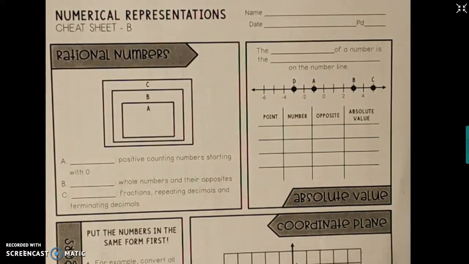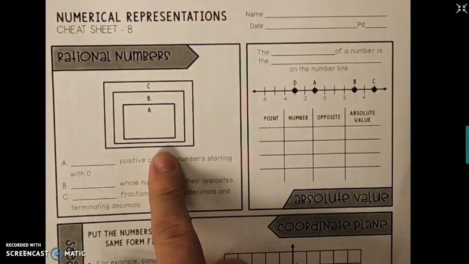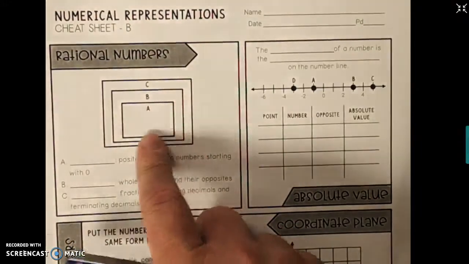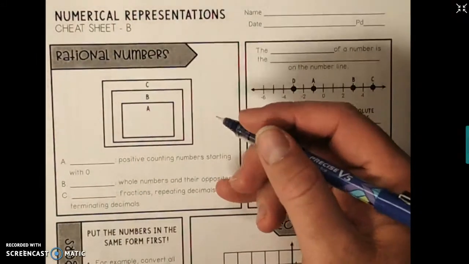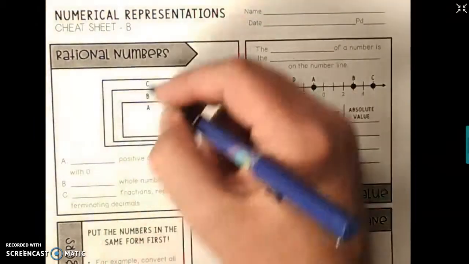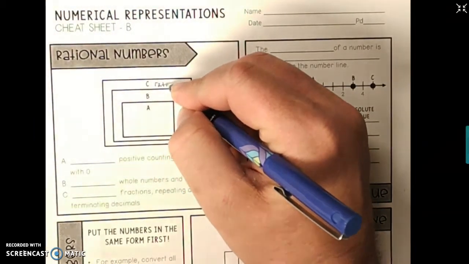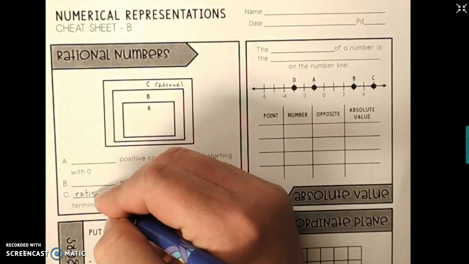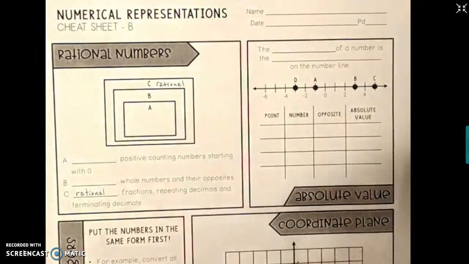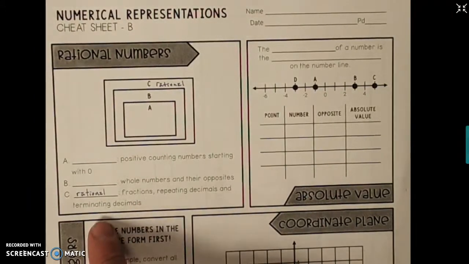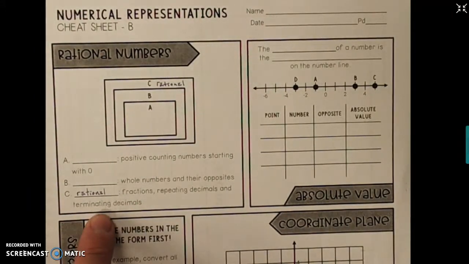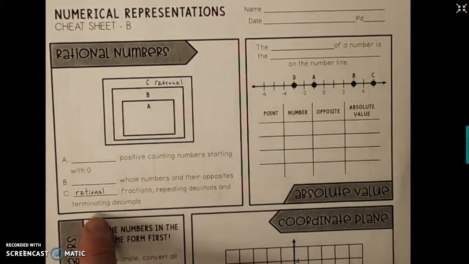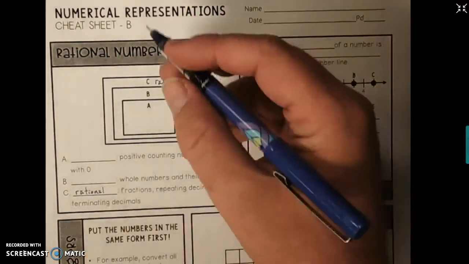Okay, we're going to look at our numerical representations cheat sheet. This is dealing with rational numbers. So this one deals with classifying numbers. Our largest section is always rational numbers. And that goes down here with C, rational numbers. Rational numbers are fractions, repeating decimals, and terminating decimals. That means they end. So any decimal that ends is a terminating decimal.